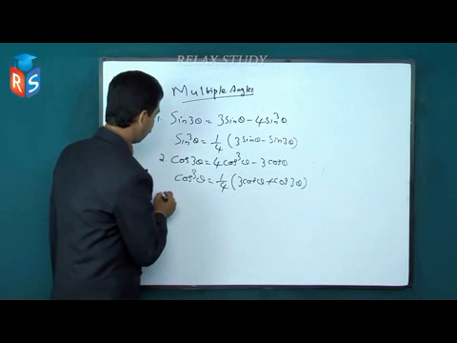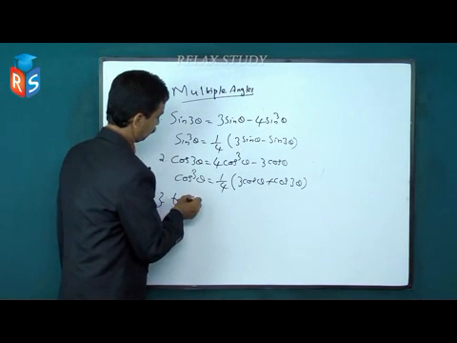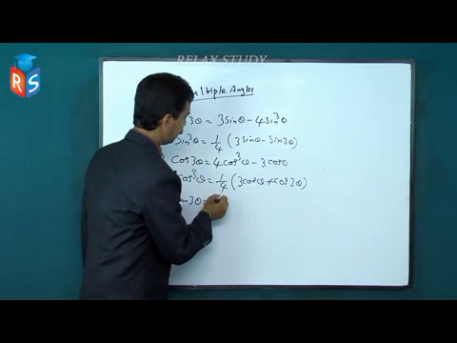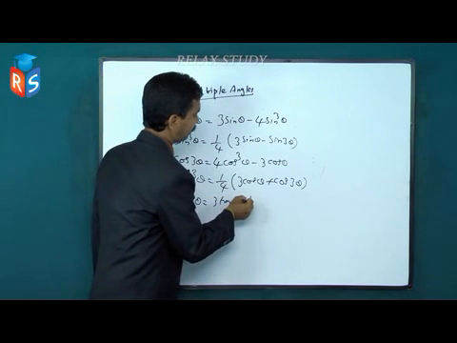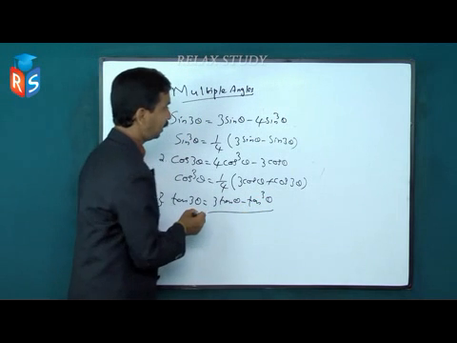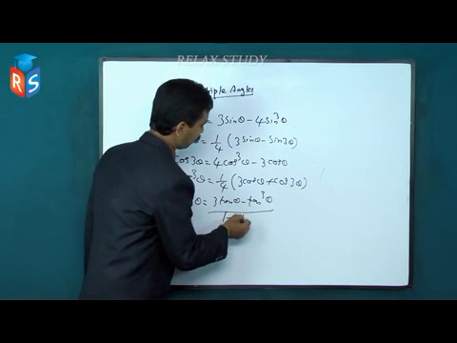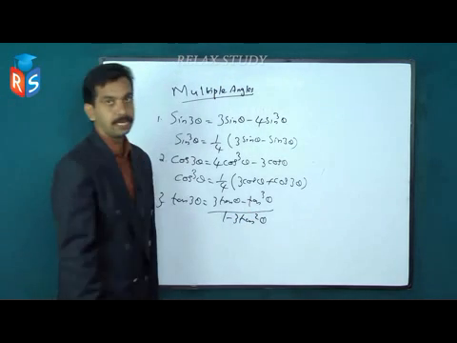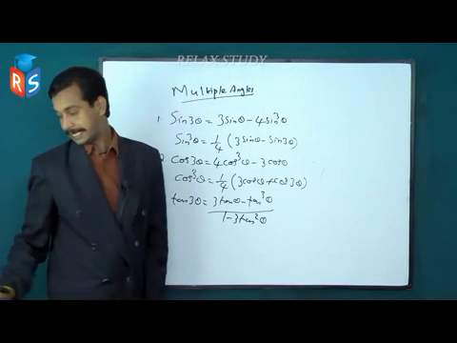Also we have tan 3 theta equals (3 tan theta minus tan cube theta) divided by (1 minus 3 tan square theta). These are the multiple angles in terms of 3 theta.